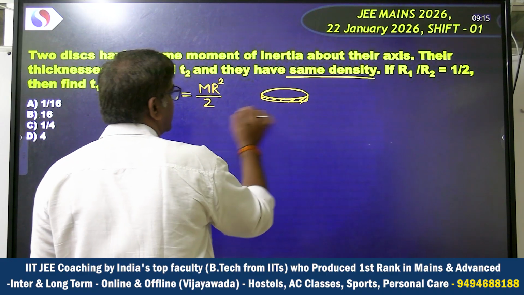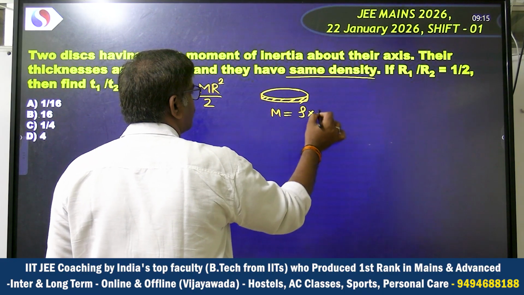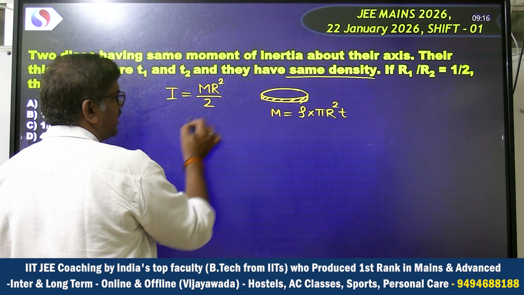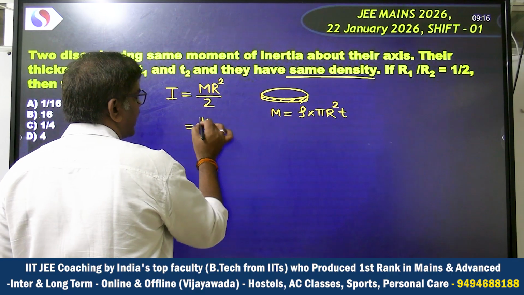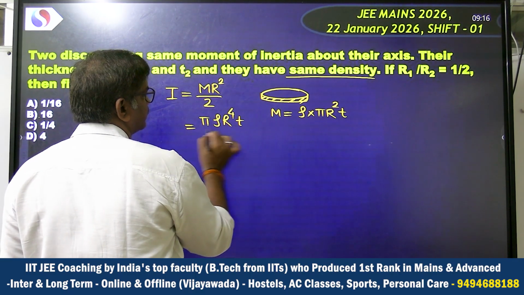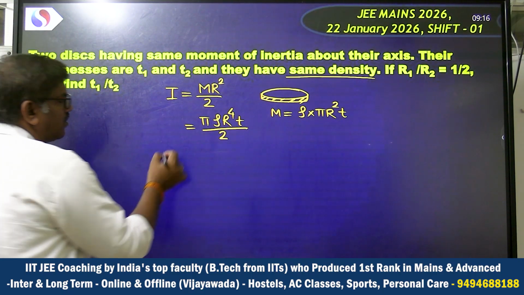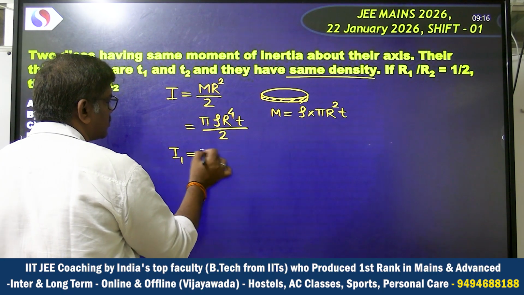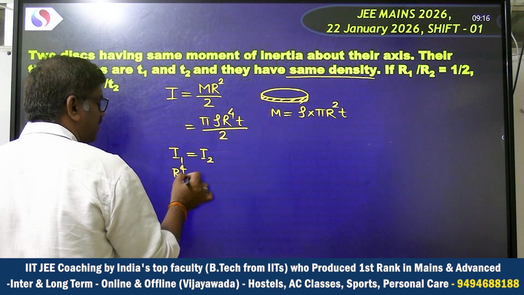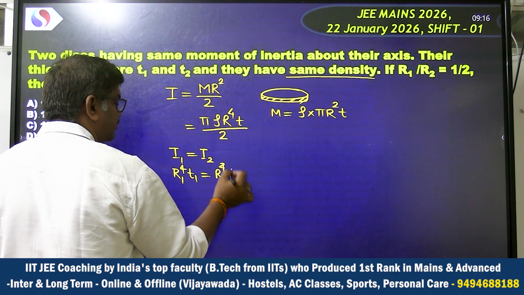So I express the mass in terms of thickness and radius, which I can write down as density into volume, which is pi r square into t. So if I substitute here, what I'm getting is pi rho r to the power 4 t divided by 2. All right. Now, if the moment of inertia is same, I1 equals I2, that means R1 to the power 4 T1 is equal to R2 to the power 4 T2.